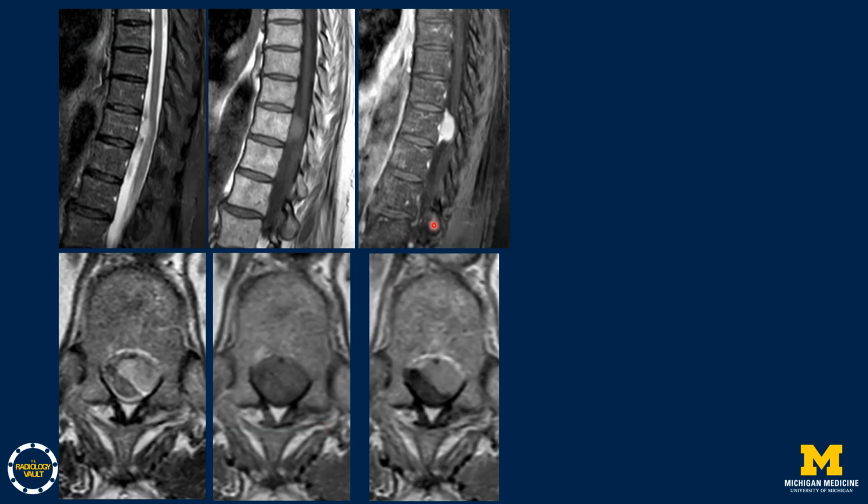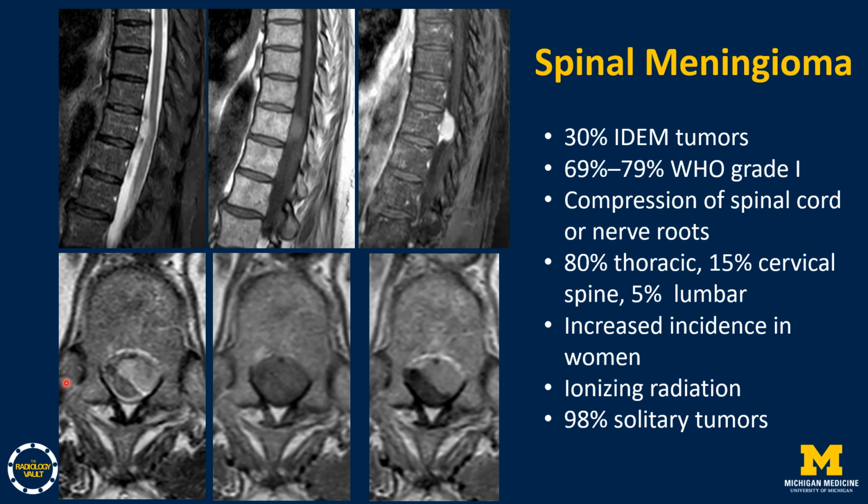This example demonstrates an enhancing intradural extramedullary lesion that shows dural tails. The axial images help us localize the mass in the left anterior quadrant of the thecal sac. It also shows this central notch, described as the ginkgo leaf sign, which is the impression created by the presence of the dentate ligament. This is a case of a spinal meningioma.